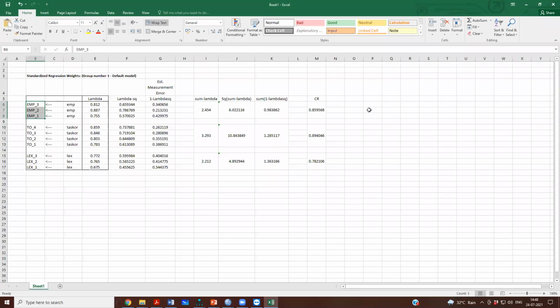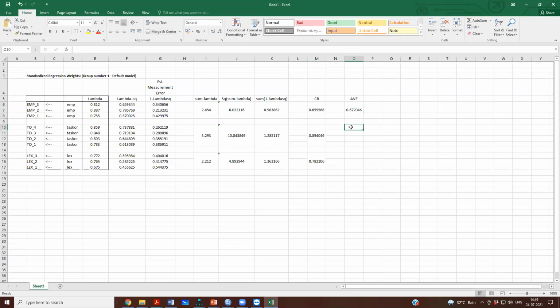Now we will compute average variance extracted. Average variance extracted is very simple. It is nothing but the average of the lambda squares. So you take the sum and divide it by the number of items, or you simply say the average of the lambda squares of the items associated with the factors. So this is your average variance extracted for A and B.